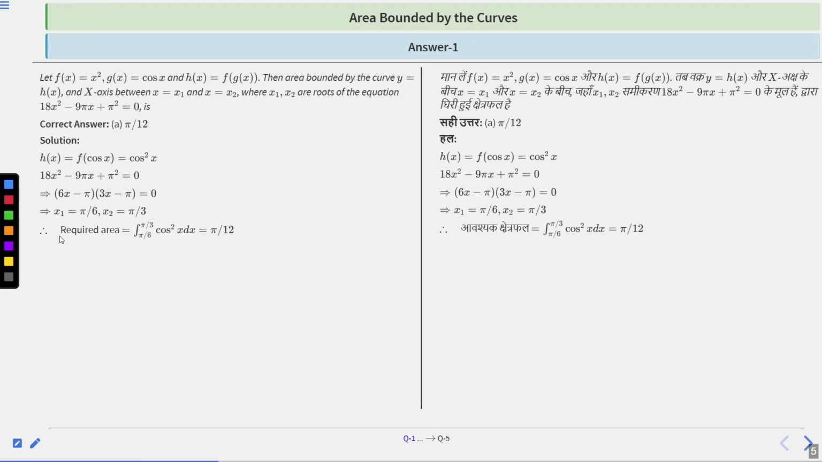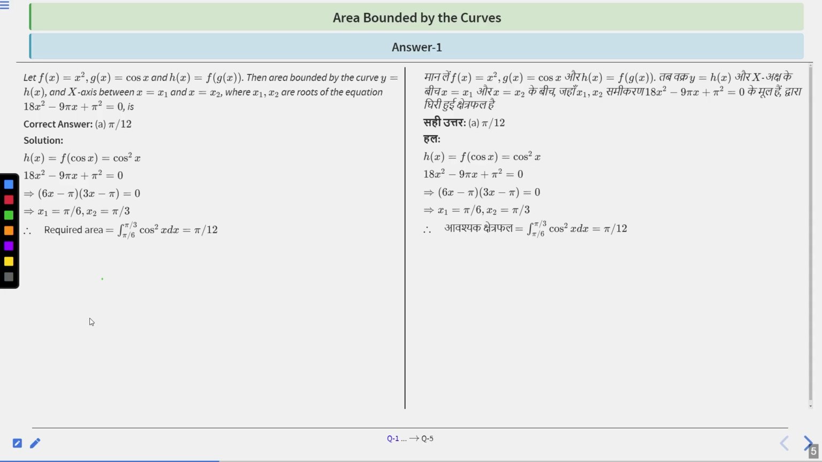Okay, let's move to the solution part. As f(x) is equal to x square, f of cos x is basically cos square x by using f(x) and g(x). Therefore, 18x square minus 9 pi x plus pi square is equal to 0 can be written as (6x minus pi) into (3x minus pi) equal to 0. Therefore, the values of x1 and x2 are pi by 6 and pi by 3. Therefore, required area is integration of pi by 6 to pi by 3 cos square x dx.